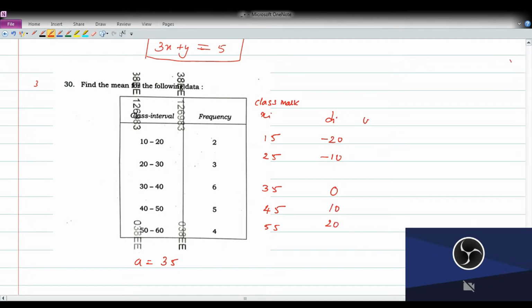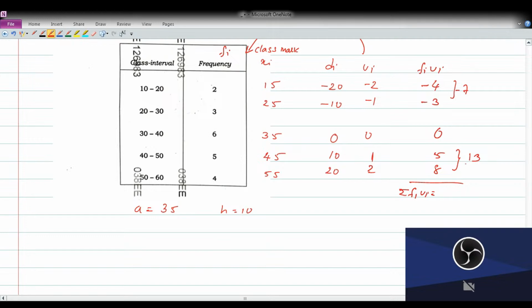Then I am going to find out ui. What is the value of h? As h is 10, I divide all of these by 10: minus 2, minus 1, 0, 1 and 2. Now I multiply this ui with fi to get fi ui. So 2 into minus 2 is minus 4, 3 into minus 1 is minus 3, 6 into 0 is 0, 5 into 1 is 5, 4 twos are 8. Now the summation of fi ui: 8 plus 5 is 13, minus 4 minus 3 is minus 7. Taking 7 away from 13, I am left with 6.